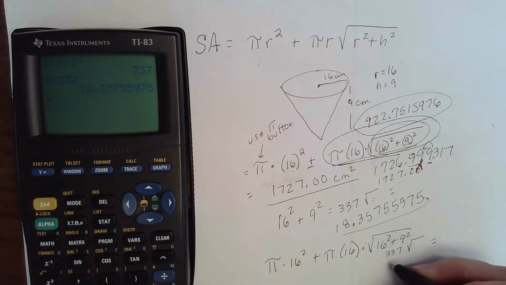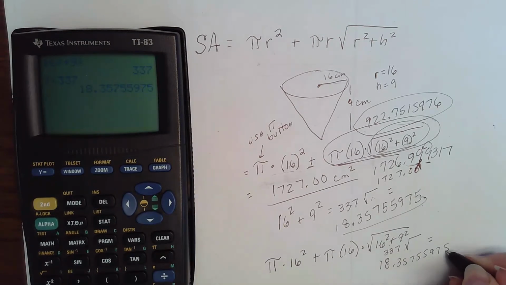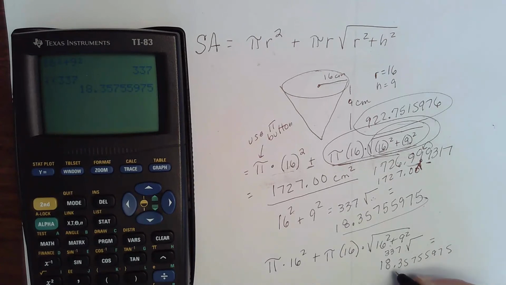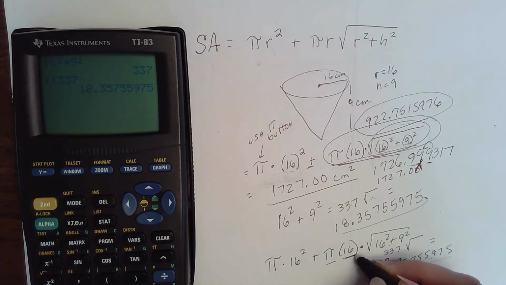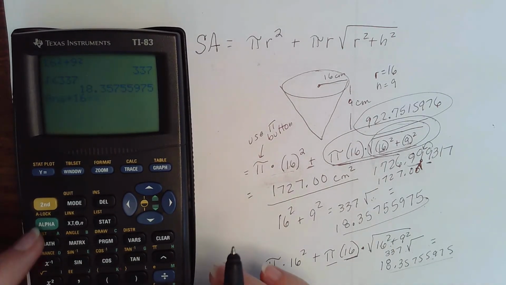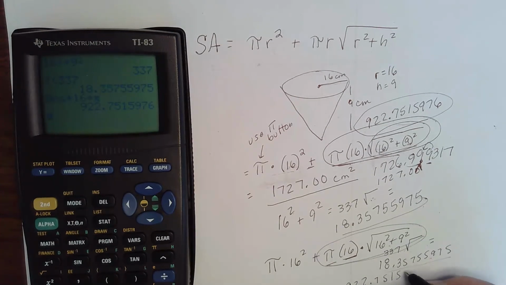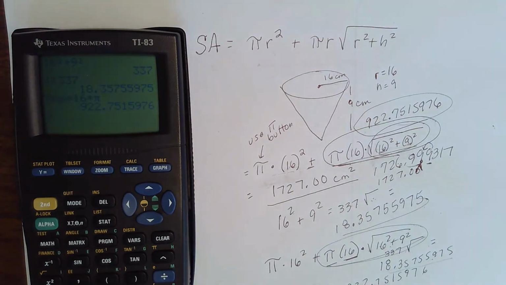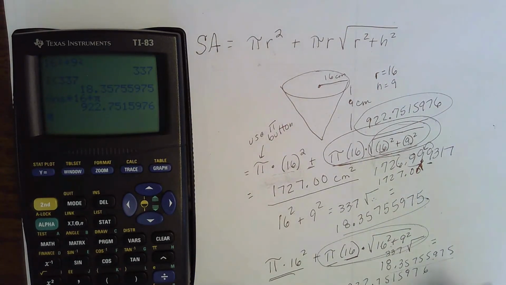You'll hit the square root button and get 18.35755975. Don't round that off. As a matter of fact, try not to even delete it from your calculator, because you might get a little round off error if you leave out any digits. Then I would go ahead and times that by 16, then times that by pi equals, get all of this little calculation done, which is 922.7515976. Sorry about that. Then I need to do this calculation and then add the two answers.